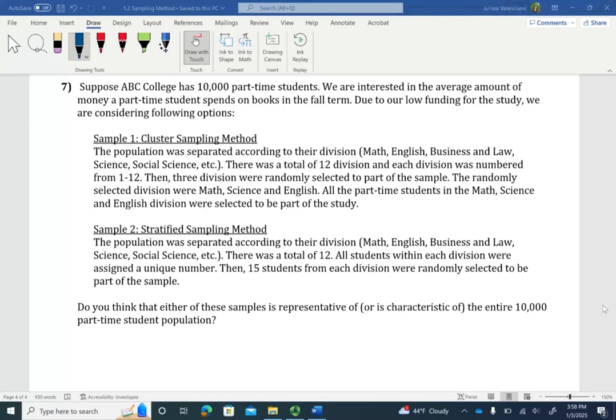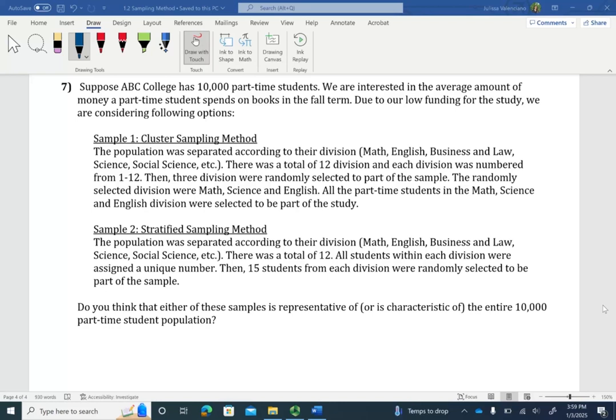We're going to consider one more example. In this example, we're going to decide what sampling method is going to result in a sample that is going to better represent the population of interest. Okay? So suppose ABC College has 10,000 part-time students. We are interested in the average amount of money a part-time student spends on books in the fall term. Due to our low funding for the study, we're going to consider the following two sampling methods.